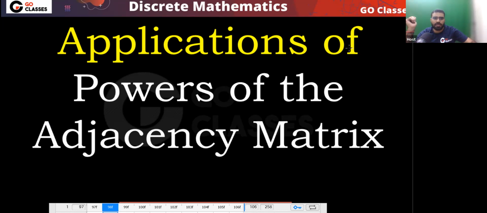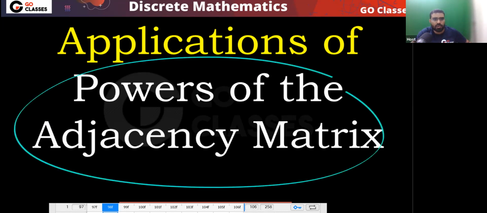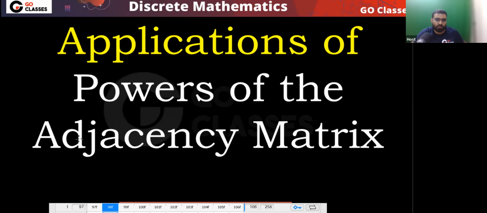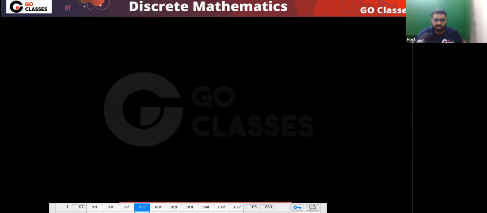Welcome back. In the last lecture, we were discussing the power of the adjacency matrix, and we have seen this result that the power of the adjacency matrix will give you the number of walks between every pair of vertices. This result we are going to use, and it is very important: you can have any graph.